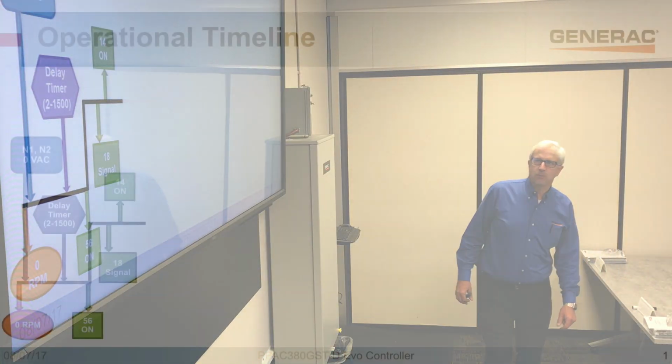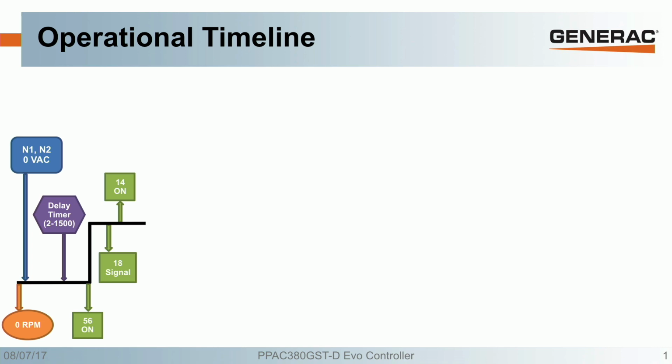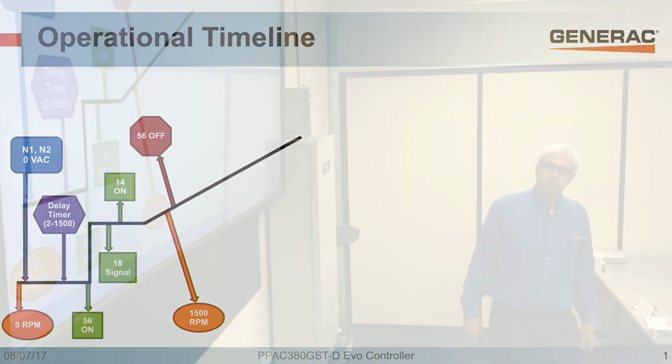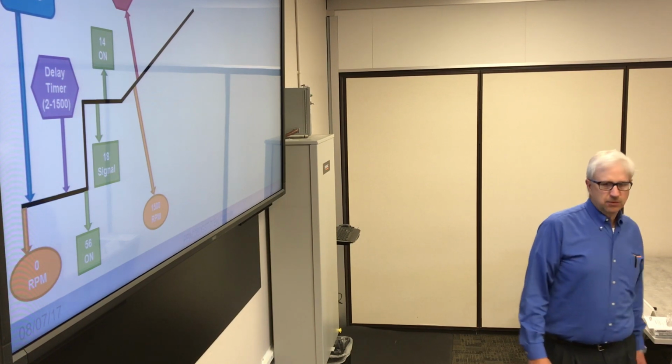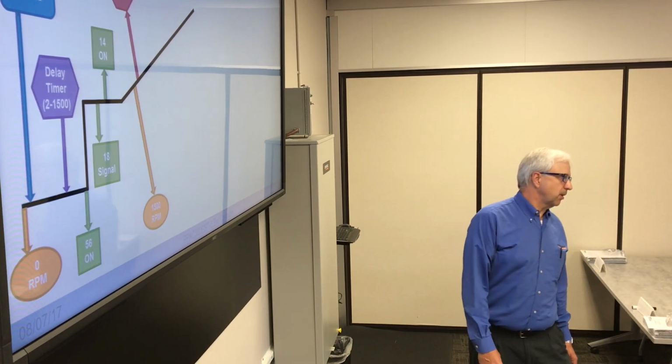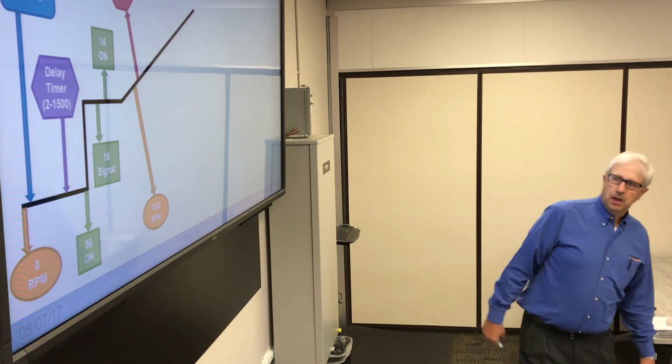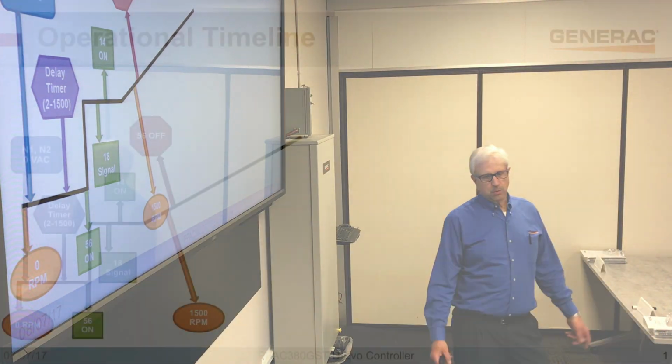So we turn on wire 14, and when wire 14 is turned on, with a properly operating engine, we're going to get an increase in RPM. That increase in RPM is the engine actually running. At 1500 RPM, on the way up, we're going to turn wire 56 off. If you recall, wire 56 was turned on so that it would crank. Now that we know it's running at 1500 RPM, we turn wire 56 off.